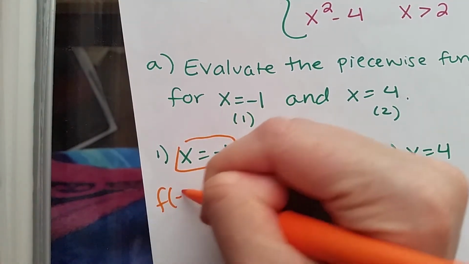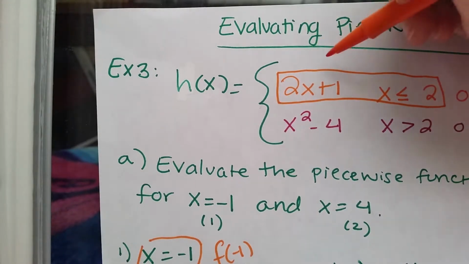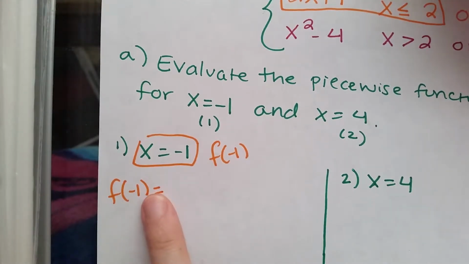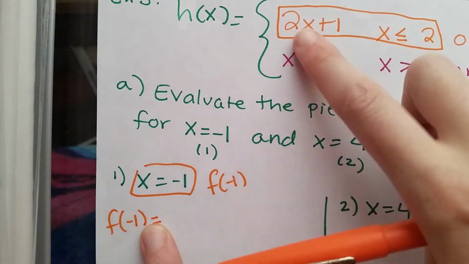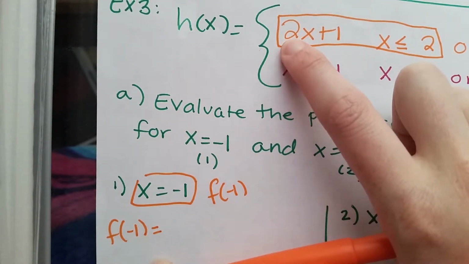So let's solve for f of -1. Alright, so our f of x is 2x plus 1. So remember, when we do our function notation, we replace all of our x's with the -1. So I'm going to start with my 2.